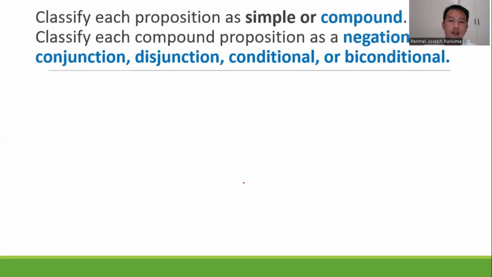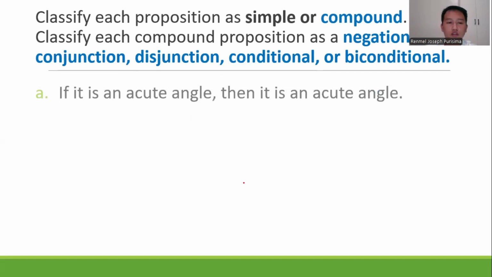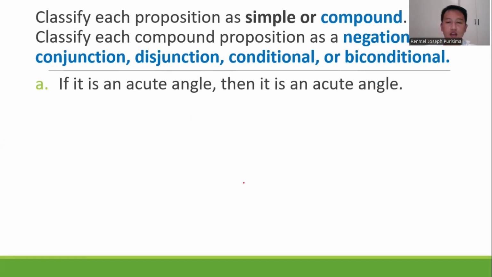So we will be classifying if it is simple or compound. Then if it is compound, we will be identifying which group it belongs to. Letter A, if it is an acute angle, then it is an acute angle. So for this, it is compound because of the if-then, and it is a conditional.